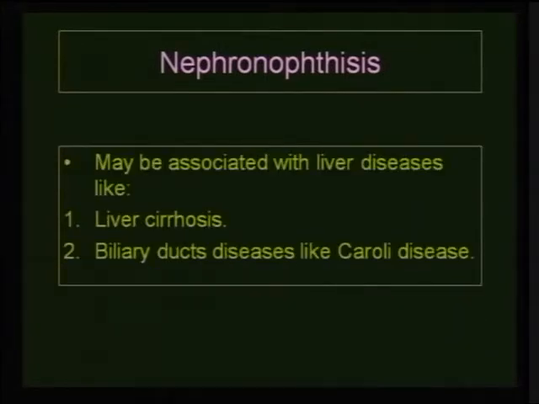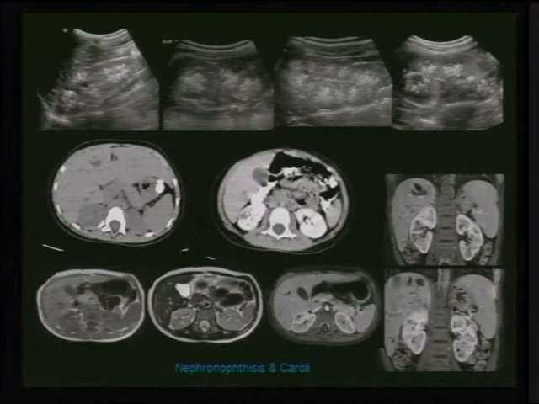It may be associated with liver disease, liver cirrhosis, or biliary duct disease like Caroli's disease. And this is one example. If you look at the first row of ultrasound, you will say, well, this is typical of nephrocalcinosis. You have to be sure. If you go to the CT scan, there is no calcification, so it is not nephrocalcinosis.